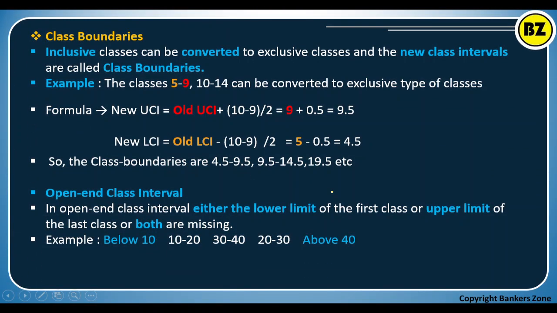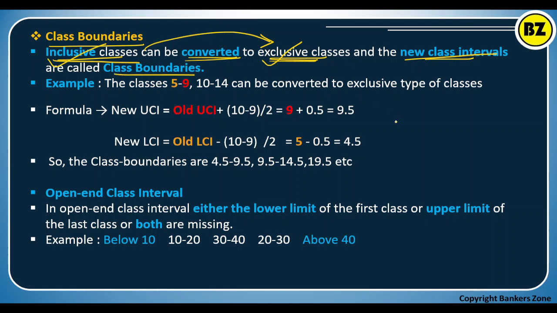Now boundary. What do you mean by class boundary? See, class boundary arises when inclusive classes are converted to exclusive classes. We just discussed what is inclusive and what is exclusive: inclusive means included, exclusive means excluded. So inclusive can be converted to exclusive, and the new class interval that is formed is called the class boundary. Okay, so now see an example.